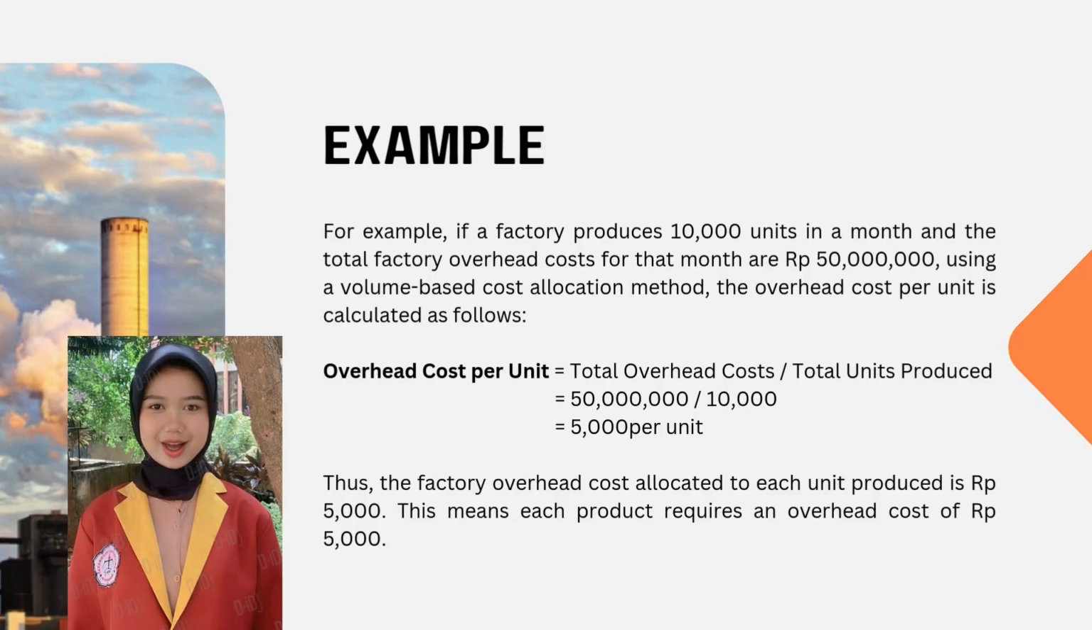Example of factory overhead cost calculation. For example, if a factory produces 10,000 units in a month and the total factory overhead costs for that month are 50 million Indonesian rupiah, using a volume-based cost allocation method, the overhead cost per unit is calculated as follows. Overhead cost per unit equals total overhead costs divided by total units produced, equals 50 million divided by 10,000, equals 5,000 per unit. Thus, the factory overhead cost allocated to each unit produced is 5,000 Indonesian rupiah. This means each product requires an overhead cost of 5,000 Indonesian rupiah.